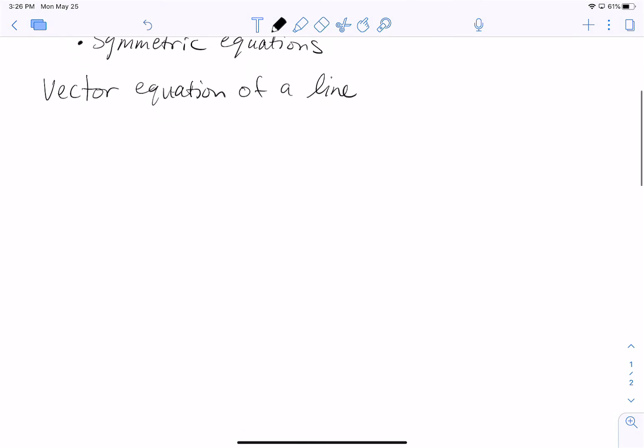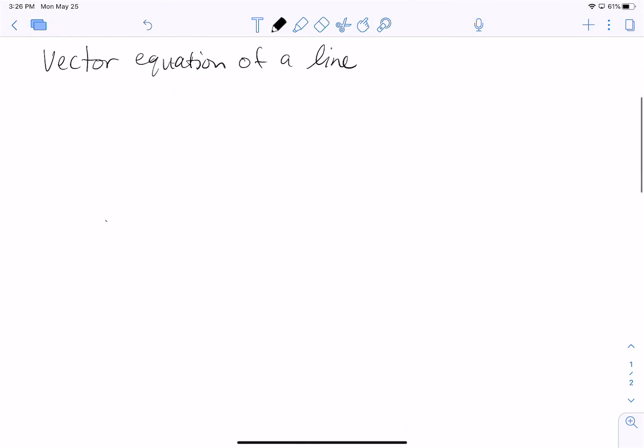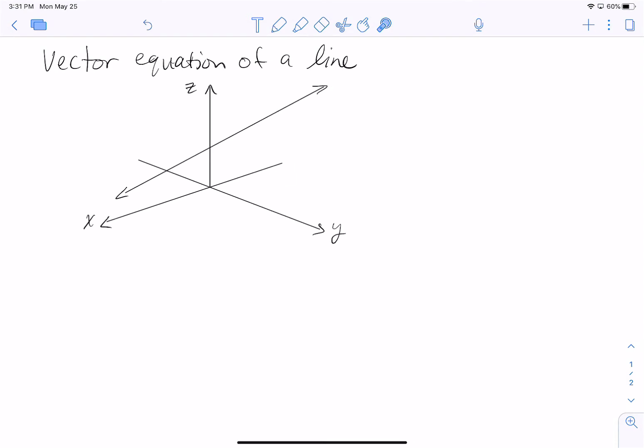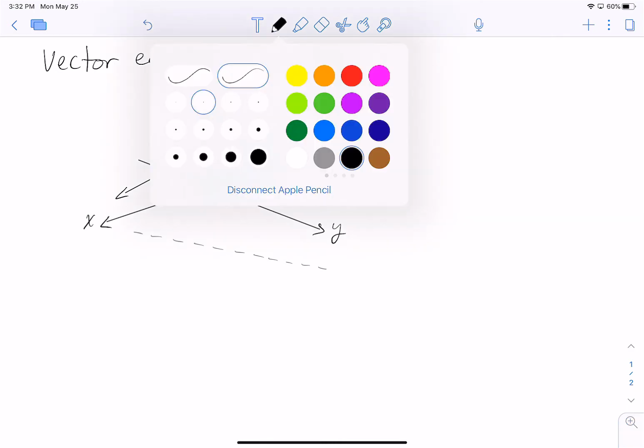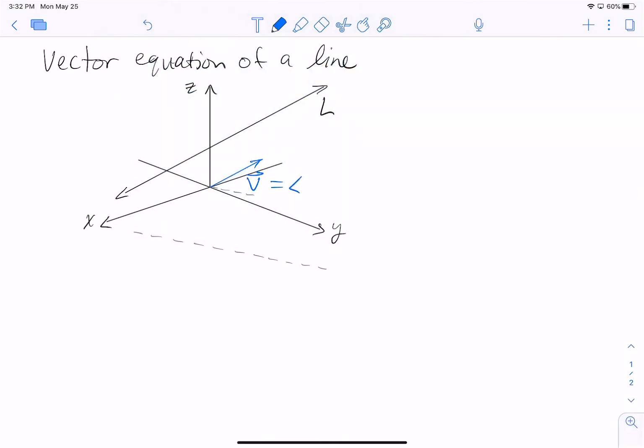In order to understand everything we're going to write down, I'm going to ground us in a visual. Suppose we have a line in space, and I'm going to give you the trace in the xy plane there, that dashed line. And it is parallel to a vector, that blue vector there, who also has a trace in the xy plane. We're going to call the line L, and we're going to call the vector V. And we'll say the vector has components A, B, and C.